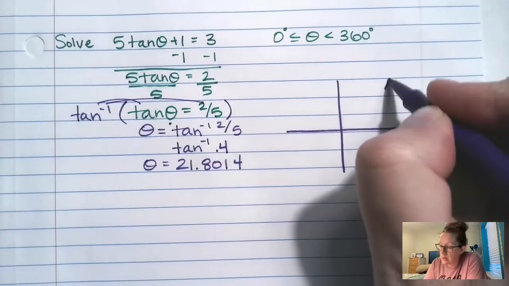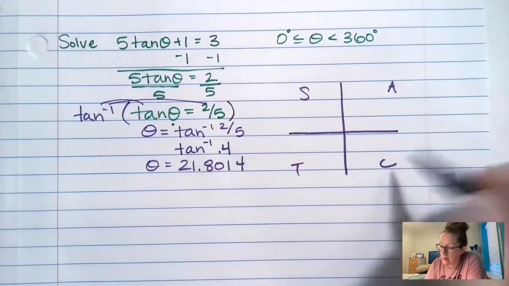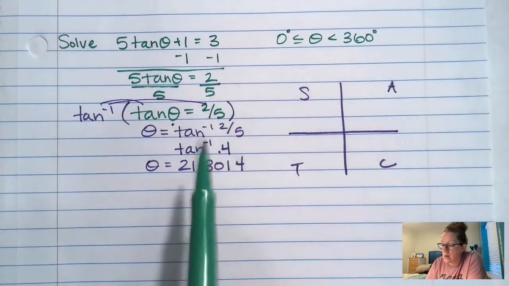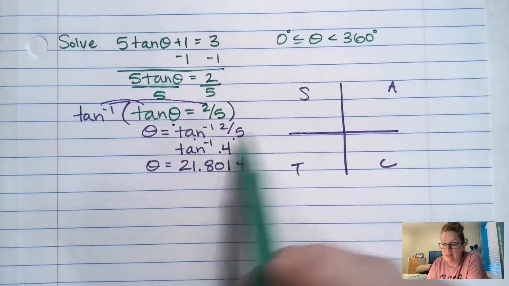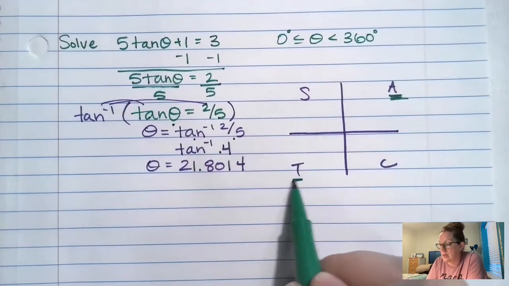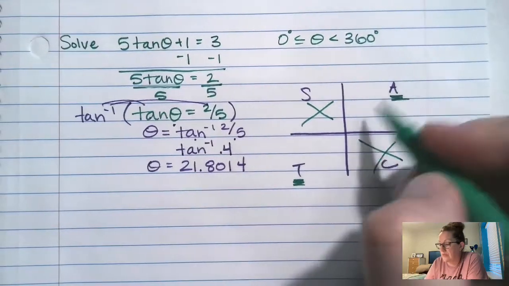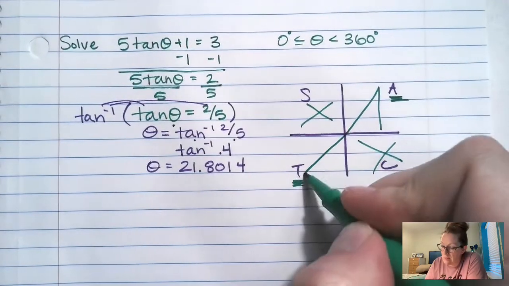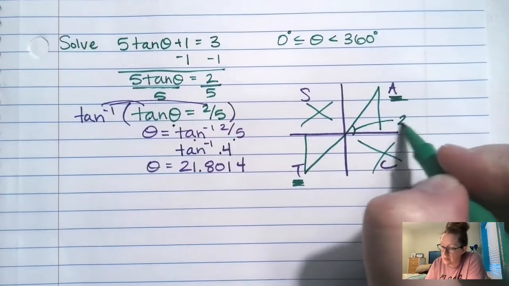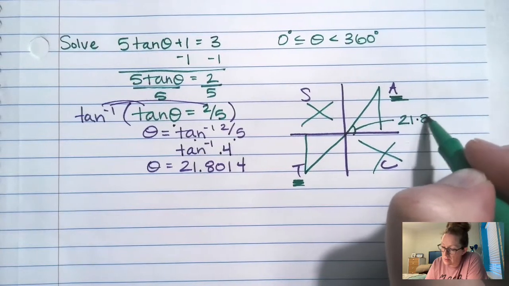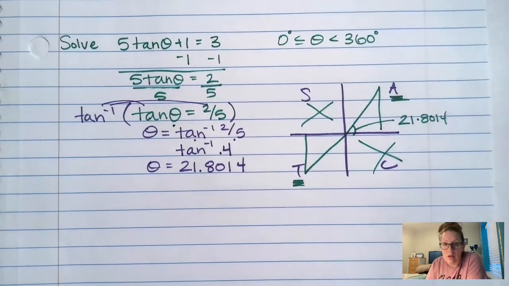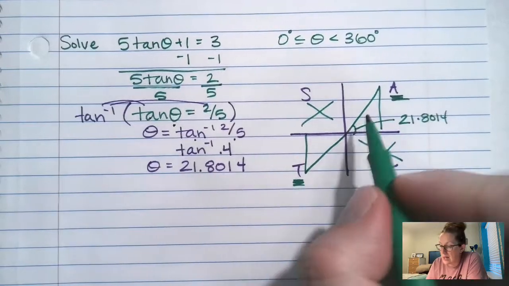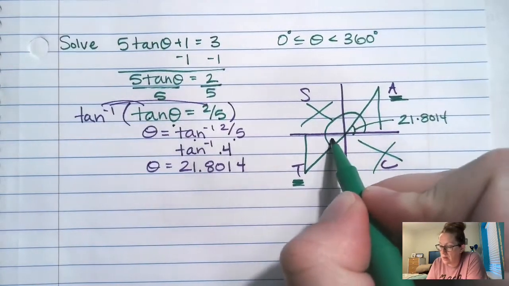All right, so we're talking about All Students Take Calc. Let's figure out what ratio we are. We're talking about tan, we're talking about a positive, so we're going to be in All, and we're going to be in Tangent. So this is out, this is out. We have our theta value. Our theta value is right there. So we're going to have theta is that, and then we have to go all the way around.